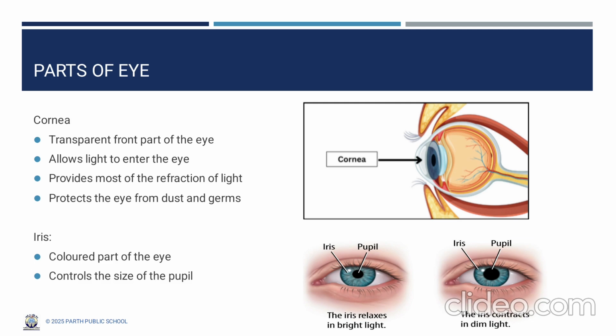The next part is the iris, which is again a very important part. It is the colored part of the eye. When we look at someone's eye, someone's eye is brown in color, someone's is black, blue in color. So why the color of the eye? This is because of the iris. So the iris basically gives the color to an eye. It also controls the size of the pupil.